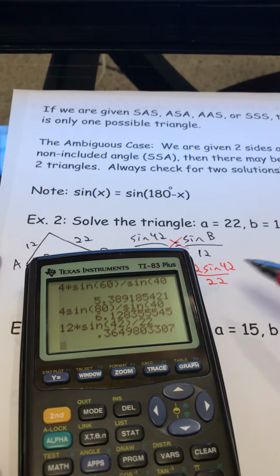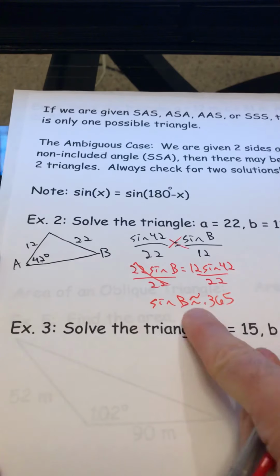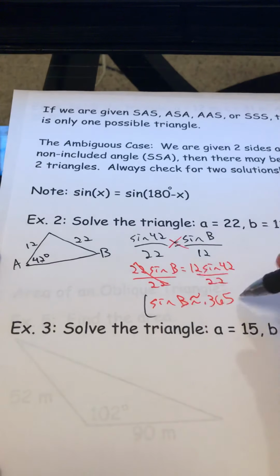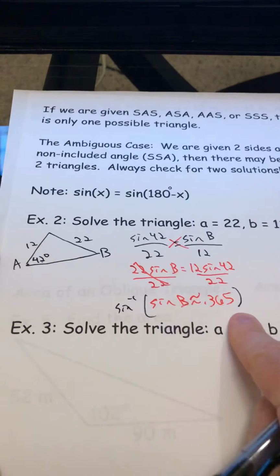Now, unlike the last example, the decimal that you get is not B. That is the sine of B. So what we need to do to actually find B, much like what you did in section 5.5, is take the inverse. And what I'm going to recommend is do not clear that out, just use that value. And you can see that the value of angle B is around 21.4 degrees.